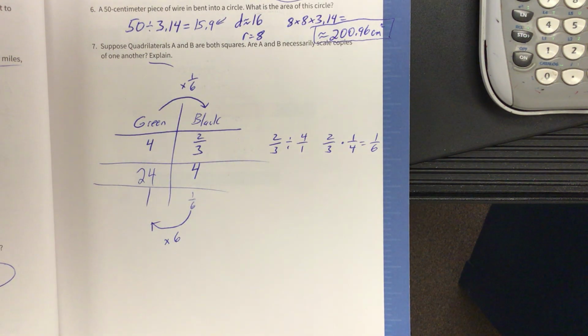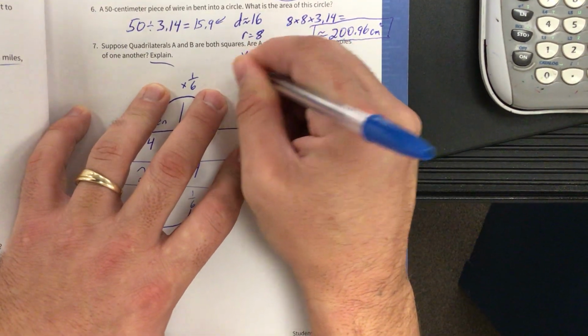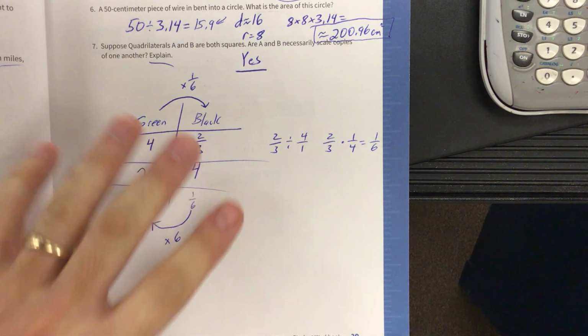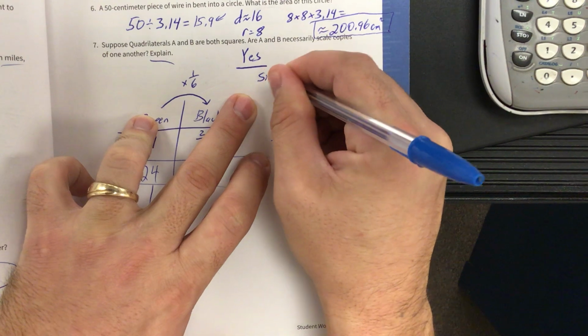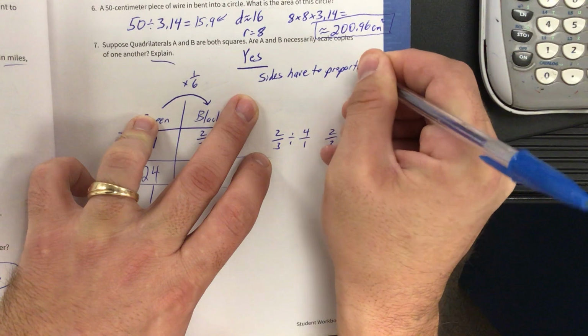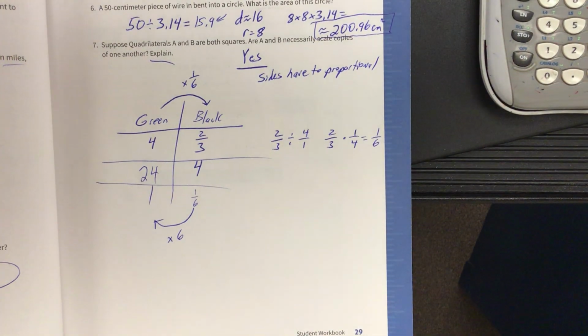All right, number 7. 2 squares. Do 2 squares have to be scaled copies with each other? Cameron, what do you think? Yes. Not very confident. I don't know. It is yes. Why? Sophia. Because squares have sides that are all the same. Sides would have to be proportional because all the sides would be the same.